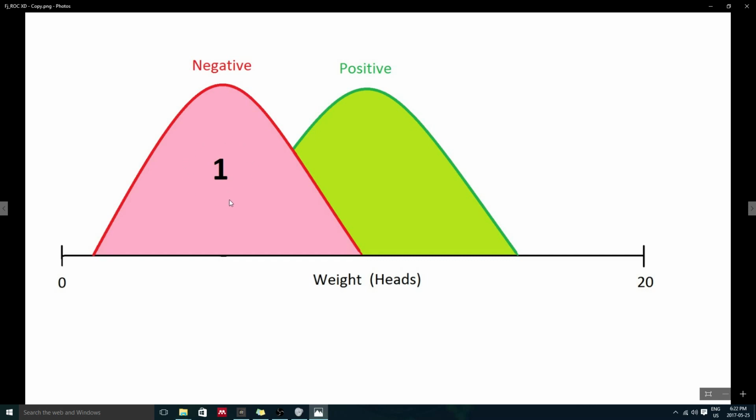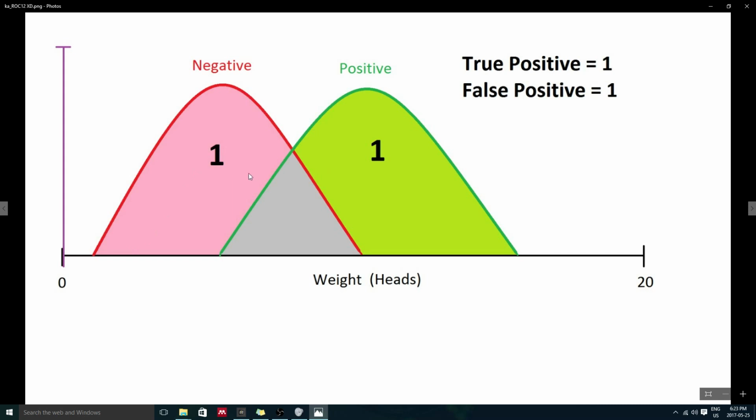Now if I start with a cutoff at the bottom of our distribution here, I am going to capture all negatives as false positives and all positives as true positives. So my true positive rate is 1 and my false positive rate is 1 as well.